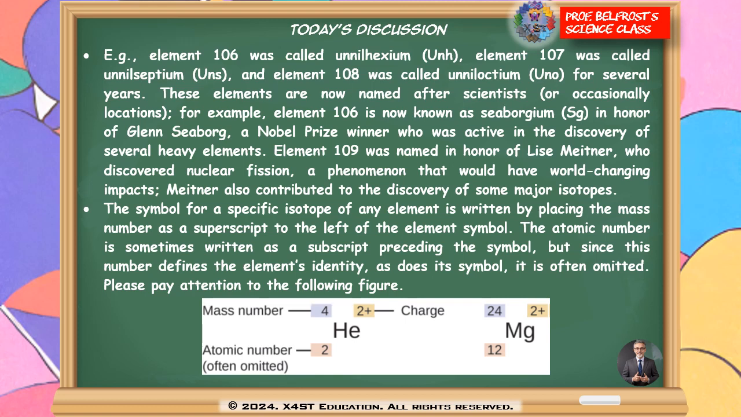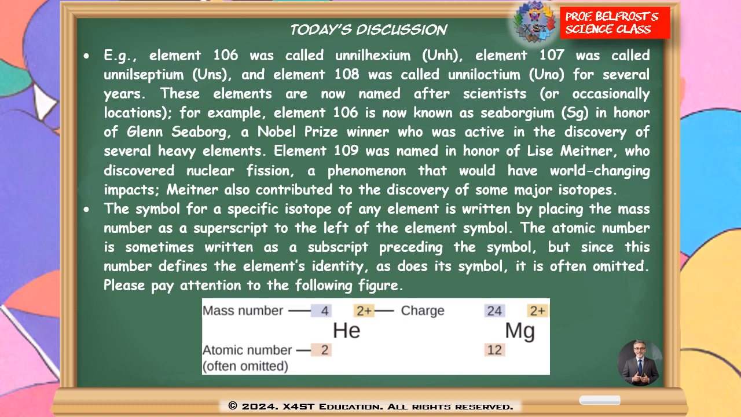These elements are now named after scientists or sometimes the location where they were found. For example, element 106 is now known as seaborgium in honor of Glenn Seaborg, a Nobel Prize winner, and element 109 was named in honor of Lise Meitner, who discovered nuclear fission. Okay, so that's the example for you.